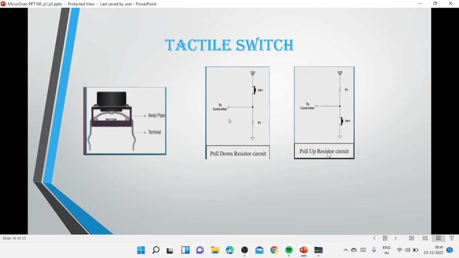Whereas coming to the pull up resistor, it is simply the opposite of the pull down resistor. Current will come from VDD. When the switch is open, the microcontroller input will be high. When the switch is closed, the output will be 0 because it is directly connected to ground, right? When the switch is on, it is directly connected to ground, so the output is 0. These are the two types of circuits.